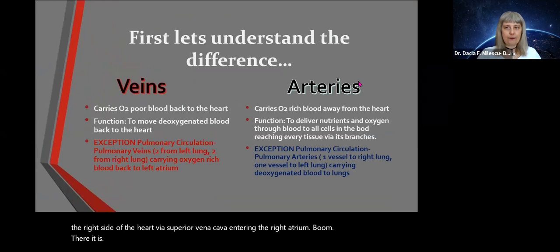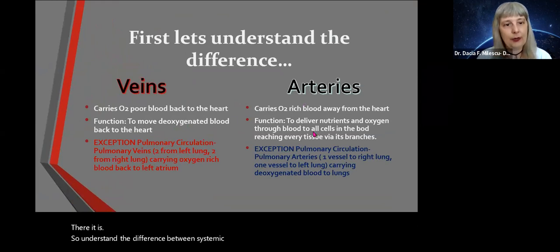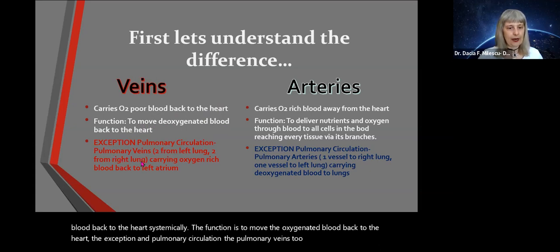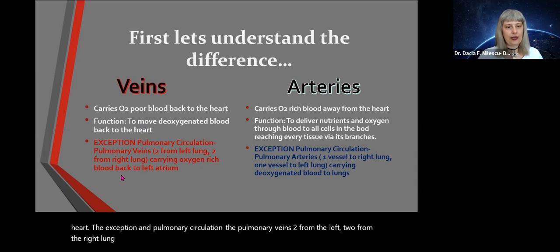So understand the difference between systemic and pulmonary. Veins systemically carry oxygen-poor blood back to the heart. The function is to move deoxygenated blood back to the heart. The exception is in pulmonary circulation: the pulmonary veins, 2 from the left, 2 from the right lung, are carrying oxygenated blood back to the left atrium.